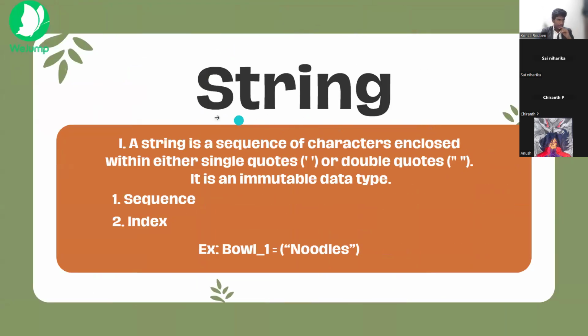Okay. So next, we'll learn a bit more about strings. A string is a sequence of characters enclosed within either single quotes or double quotes. It is an immutable data type. Last class I mentioned it as a mutable data type. I'm sorry about that. It is actually an immutable data type. Once it is stored in a variable, you can't change it again. All right. So now we can see we have two features of string. First one is sequence and second one is index. These two points are interdependent. If you want to index something, you need a sequence.